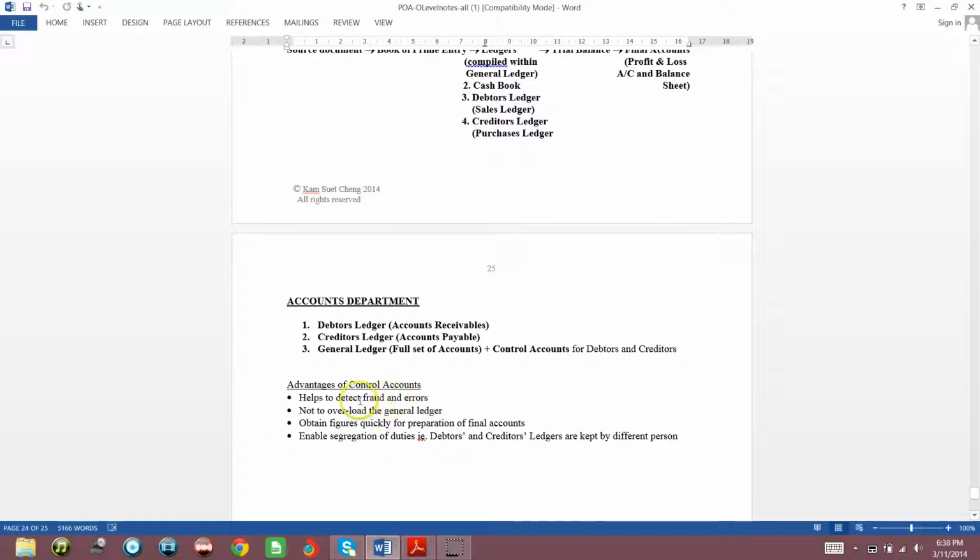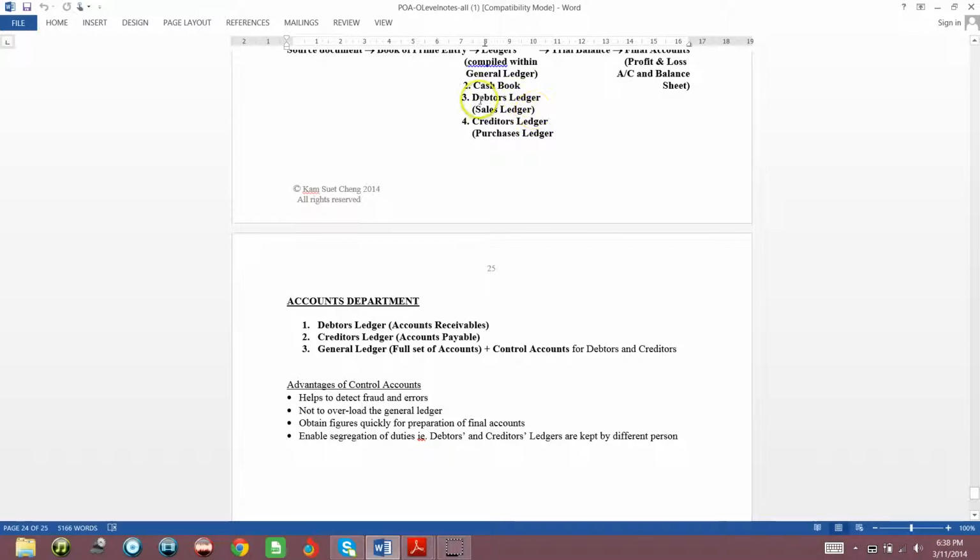So the person doing the control account will help the boss check for fraud and errors. Okay, and then the purpose of the control account is not to overload the general ledger, because all the individual debtors and creditors accounts are put in the debtors ledger and creditors ledger.